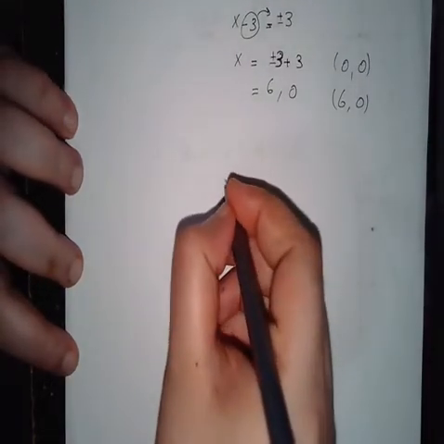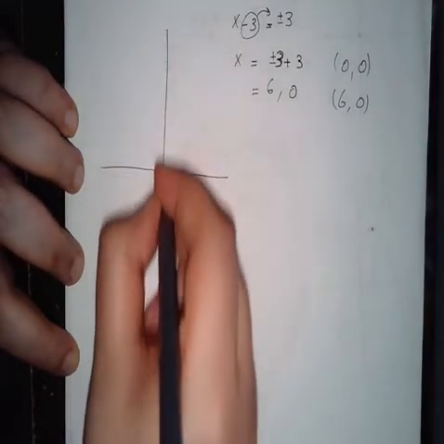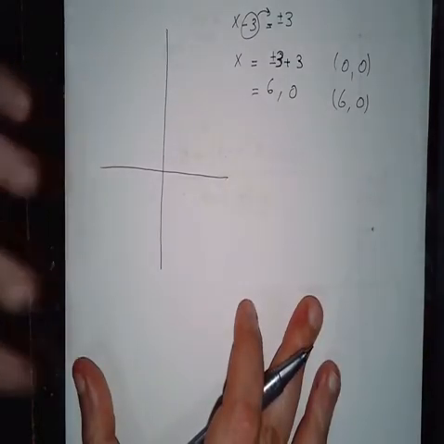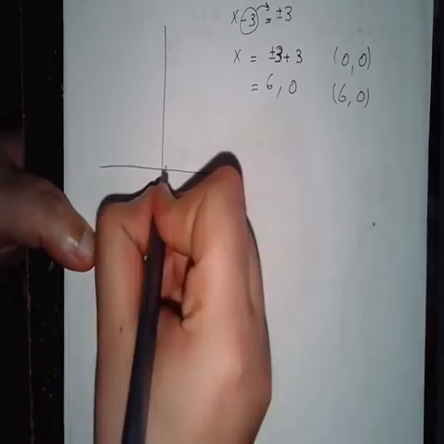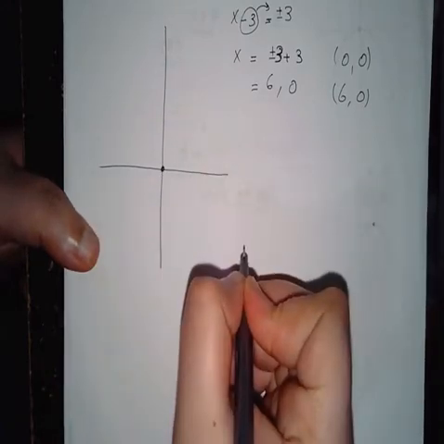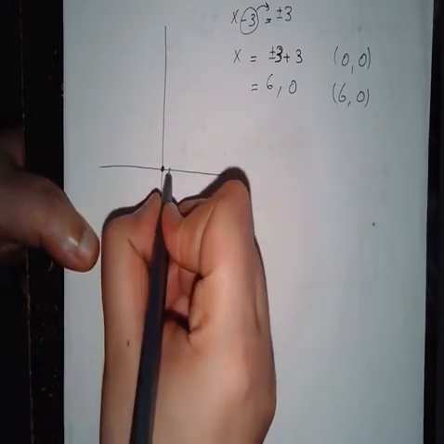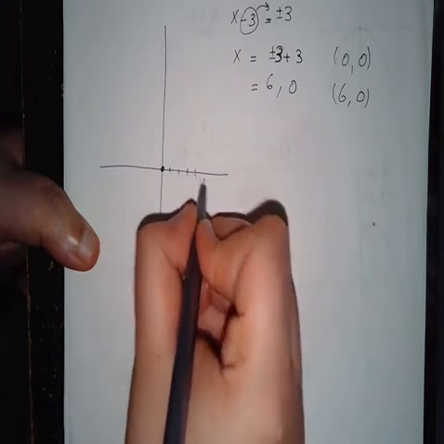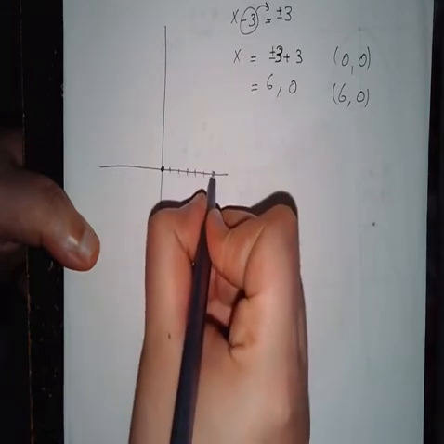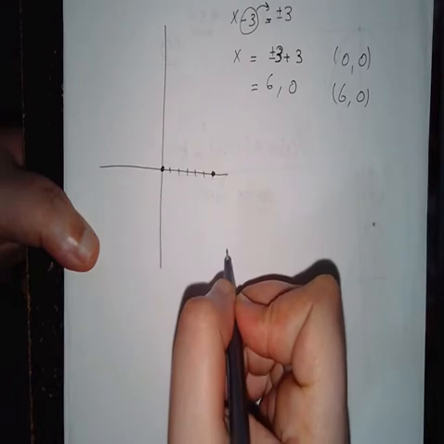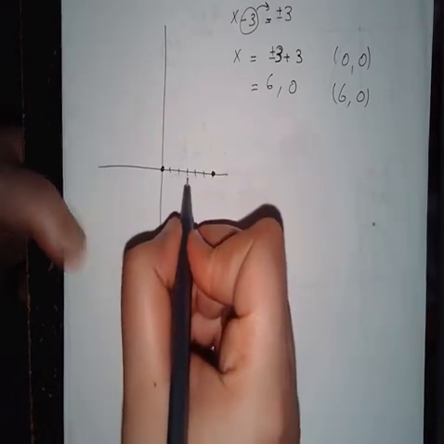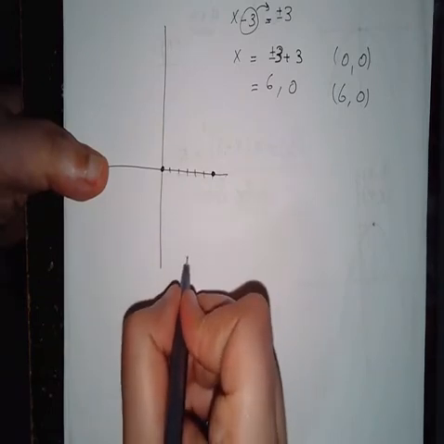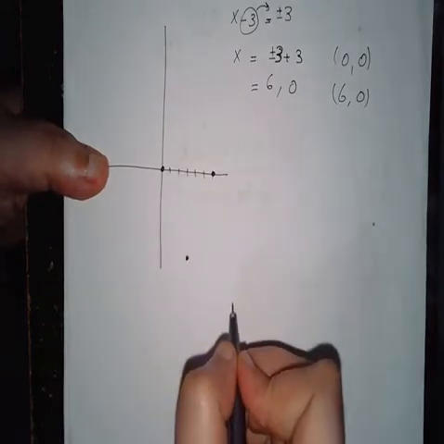Here we go. Here is my coordinate system. X-axis, y-axis, 0, 0 is right here, right? And let's count: 1, 2, 3, 4, 5, 6. This is the point 6, 0. Now my vertex was what? 3 and negative 9. So at the point 3, I need to go all the way down to negative 9. So I'll put it right here. This is my vertex.